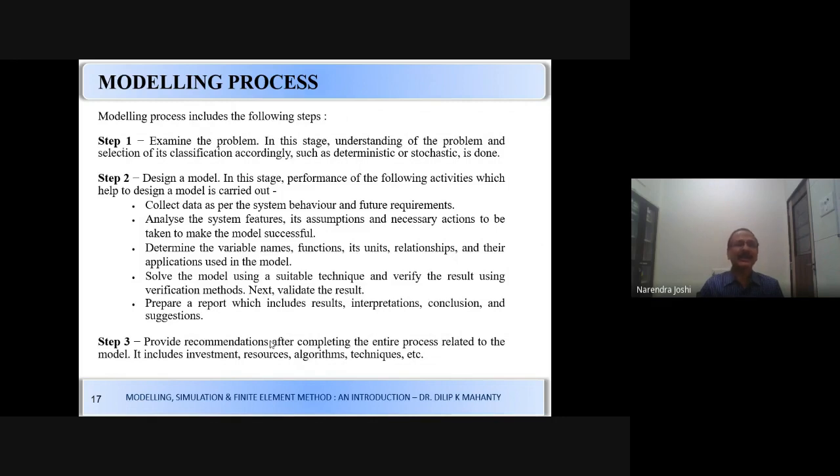Then let's see the second step: design a model. In this stage, the following activities which help to design a model are carried out. Collect as much data as you can. Analyze the system features. Determine the variable names, functions, units, relationships, and the application used in the model. For example, I gave the example of water. What are the things involved?